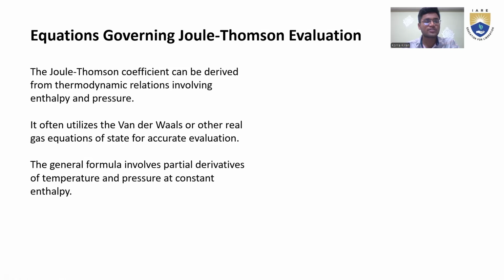Now, the equation governing Joule-Thomson evaluation. The Joule-Thomson coefficient can be derived from thermodynamic relations involving enthalpy and pressure. It often utilizes the Van der Waals equation or another real gas equation of state for accurate evaluation. PV equals nRT, and the general formula involves the partial derivative of temperature with respect to pressure at constant enthalpy.